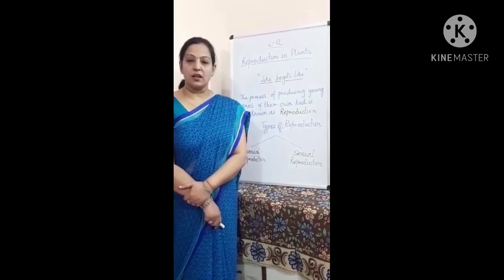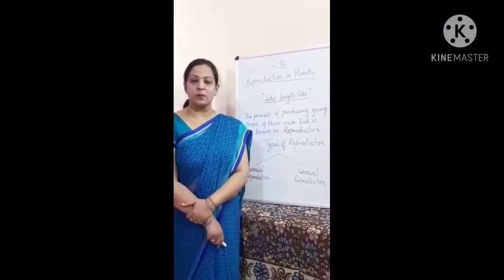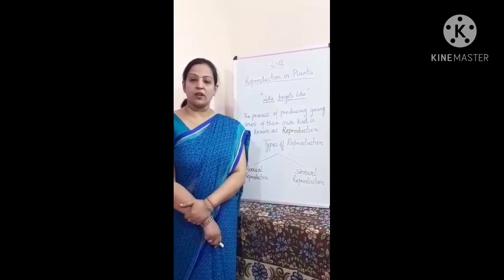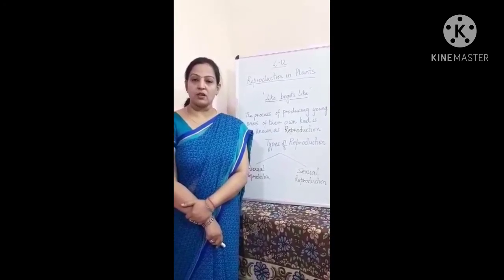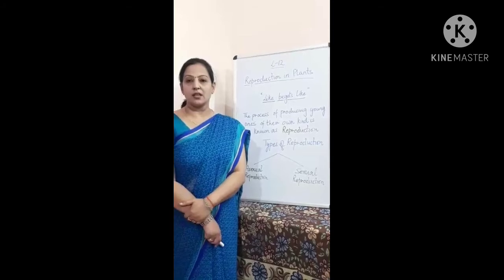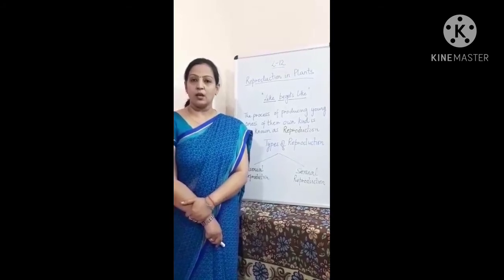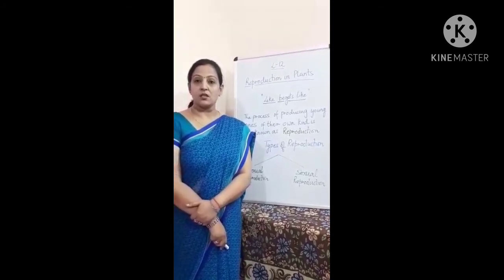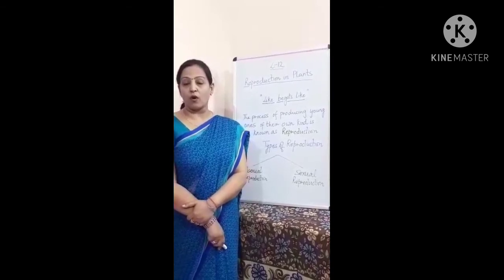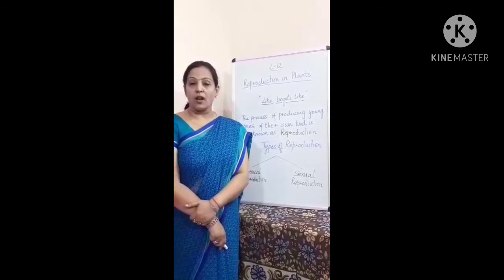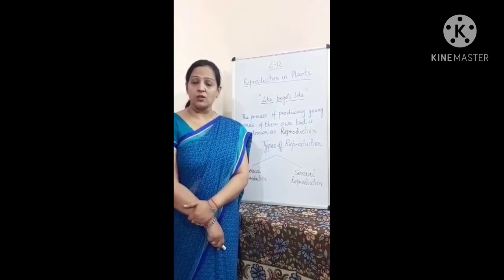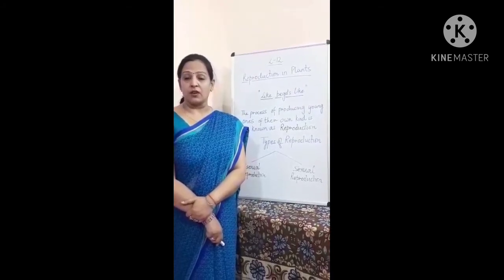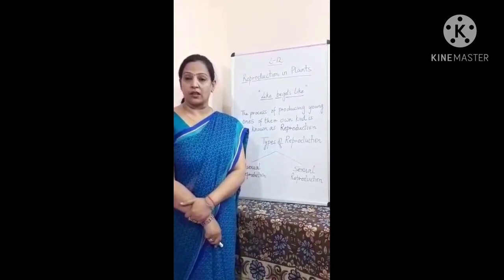Hello students, in this video I am going to explain to you Chapter 12, Reproduction in Plants, from Class 7 NCERT Science. Like begets like. This is the unique characteristic of all living beings. All living beings, be it the plants or the animals, give rise to more of their own kinds.